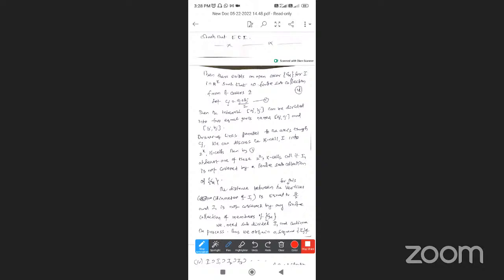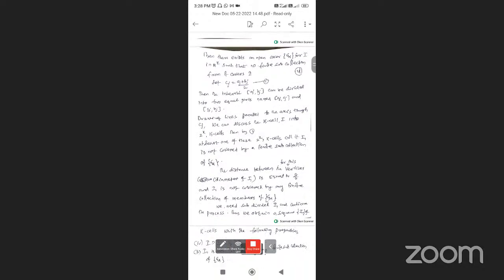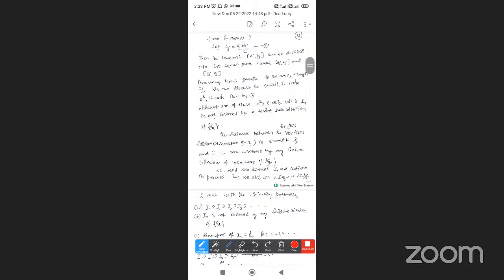The distance between the vectors, so the diameter of I1 is equal to delta by 2. This is delta by 2. That is, the diameter is delta by 2. So again, I1 is not covered by a finite collection of members of G alpha. We need to subdivide I1 and continue the process.